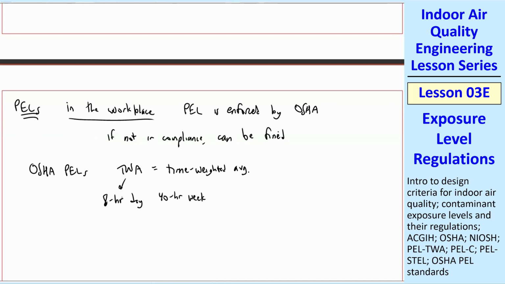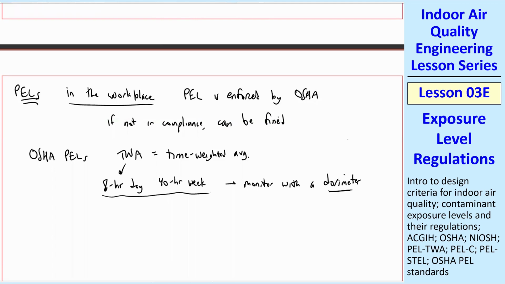If you have a very small concentration for a long time, they might be harmful. If you have a large concentration for a short time. So they're basing these on an 8-hour day, 40-hour weeks. And then they can monitor these with a dosimeter, which just measures dose. And these come in various forms. The nicest ones are little pocket dosimeters that you wear on your pocket, and they just continuously test the air and record it so that you can see if you're in compliance.